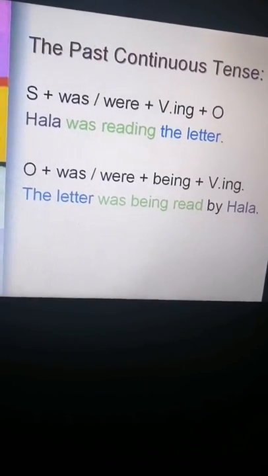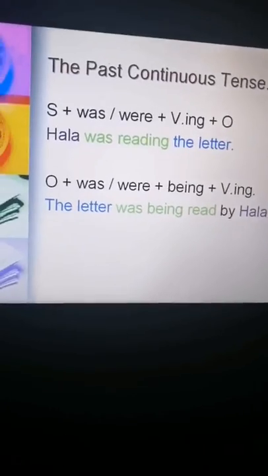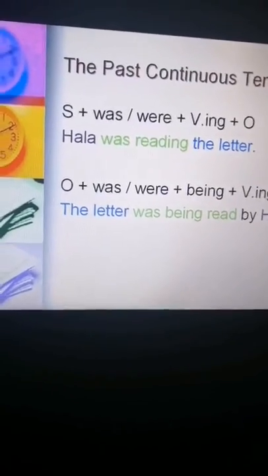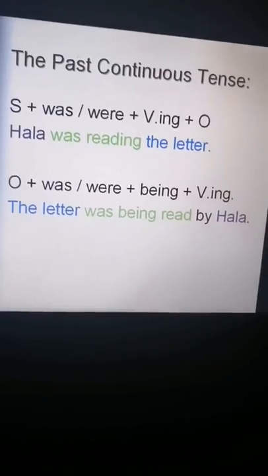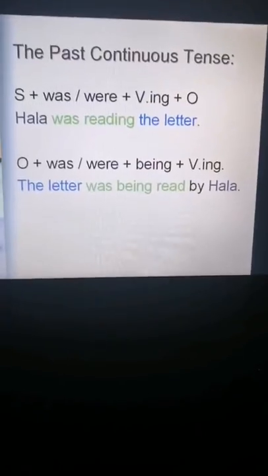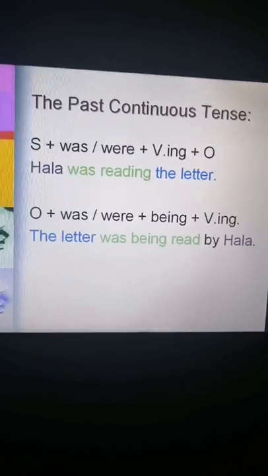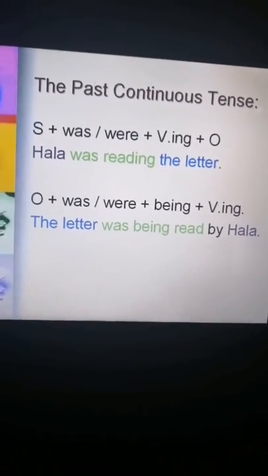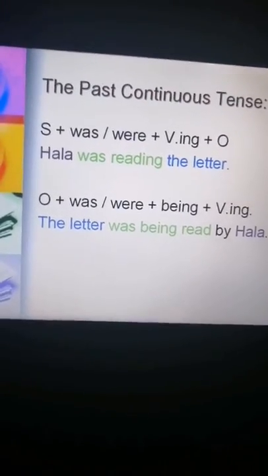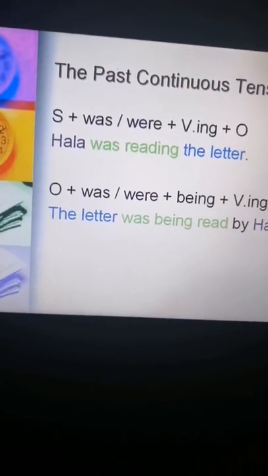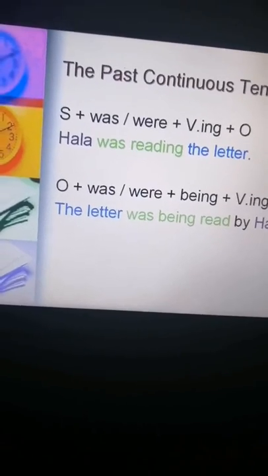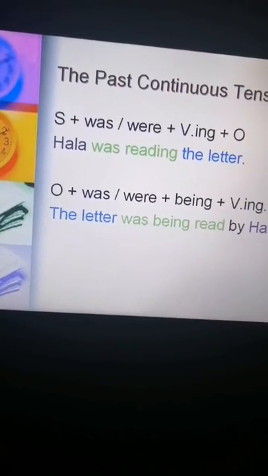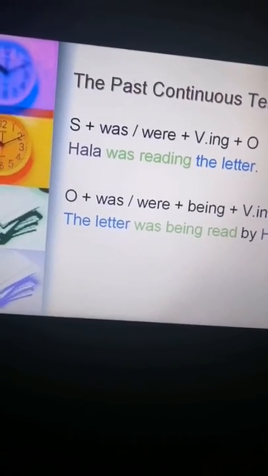Past continuous tense. We start with subject, was or were, plus verb ing, plus object. This is the form of the past continuous tense. The form of the past continuous tense is subject, was or were, verb ing, object. If the subject is singular, we should put was. If the subject is plural, we should put were plus verb ing plus sentence complement or the object.